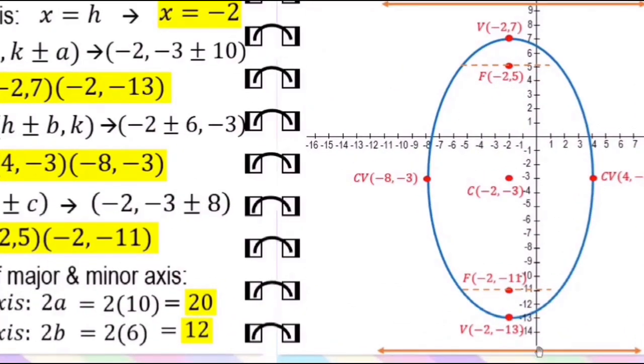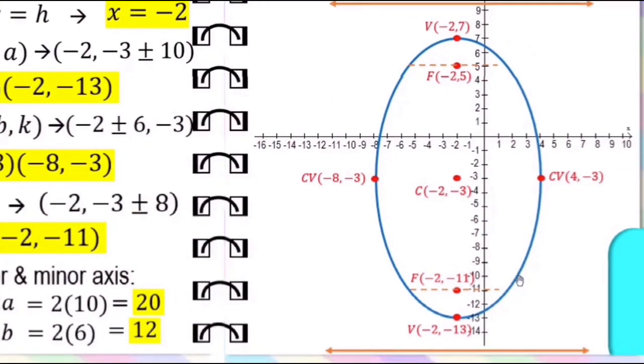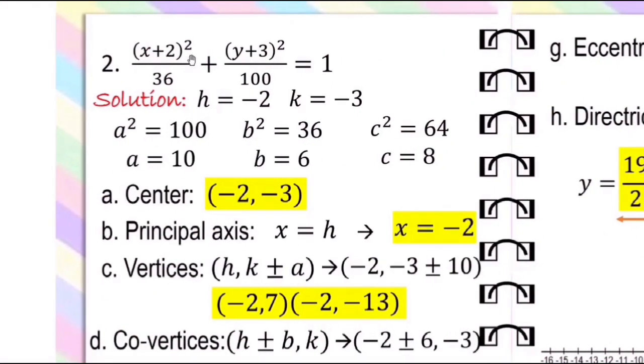And this is now the graph of the ellipse with equation (x + 2)² over 36 plus (y + 3)² over 100 equals 1.